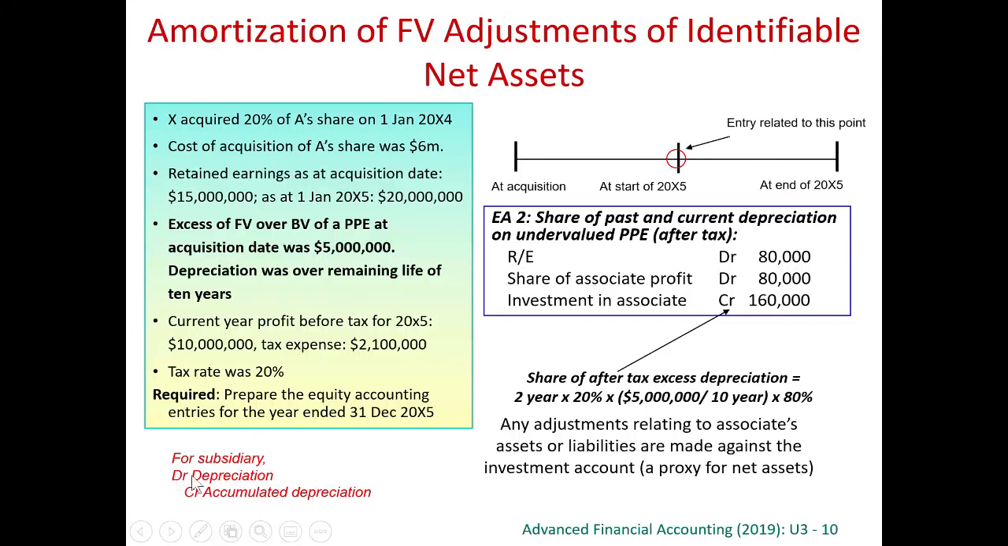If this is a subsidiary, you will debit depreciation and credit accumulated depreciation because higher fair value, higher depreciation. This is not a subsidiary. We don't consolidate an associate. So for anything which is related to a profit and loss item, we simply debit share of profit of associate. For any item which affects the balance sheet, like here the accumulated depreciation, we don't credit accumulated depreciation, we credit investment in associate. This represents 2 years accumulated depreciation. So we debit share of profit of associate for the current year, and we debit retained earnings for last year. This represents 2 years additional depreciation.